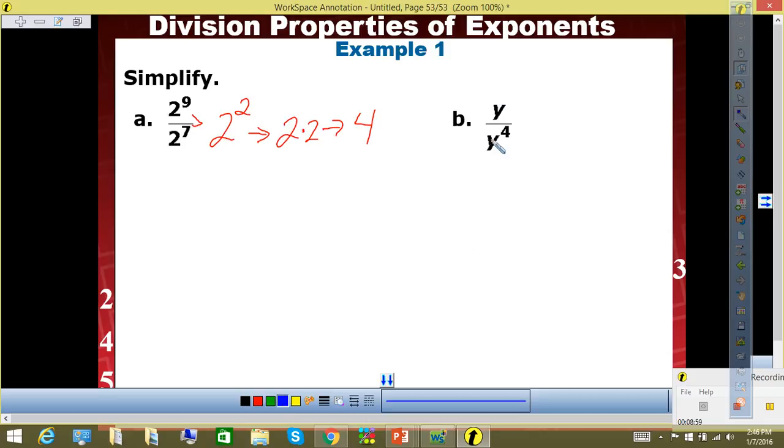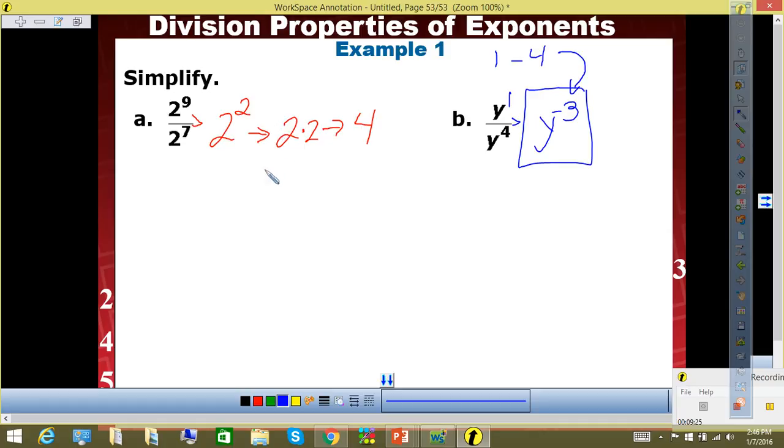B, y divided by y to the 4th. What did you get for this one? Go ahead. Y to the negative 3. Hands if you got that. That is correct. This is a 1, so therefore 1 minus 4 is negative 3. Okay? Remember, when we're dividing, we subtract exponents. So with that said, any questions on the quotient of powers?